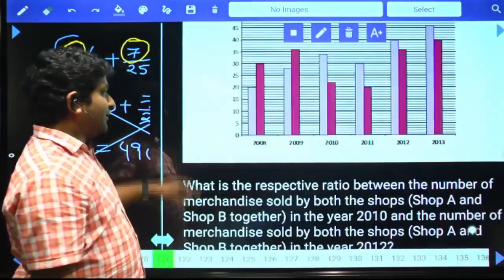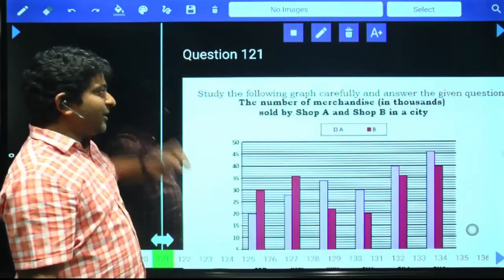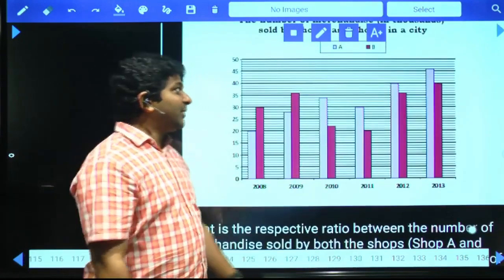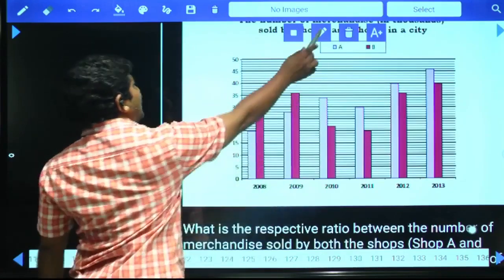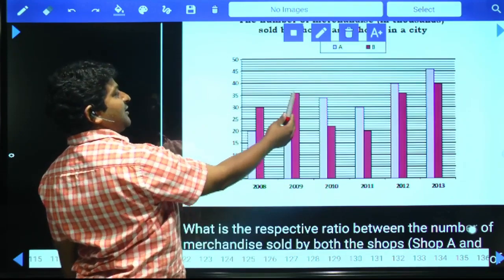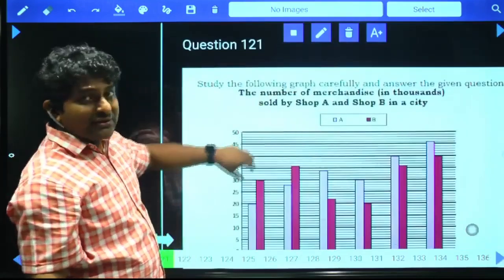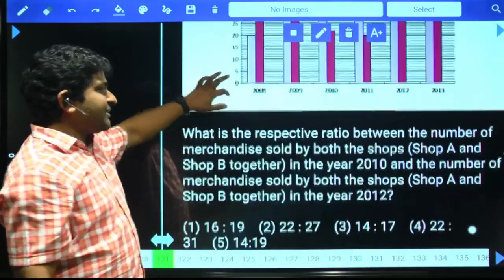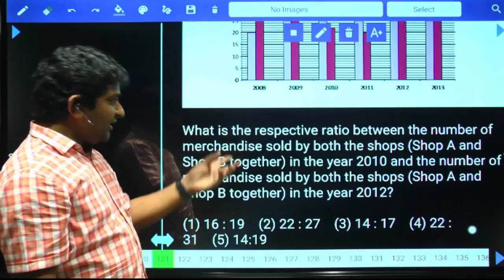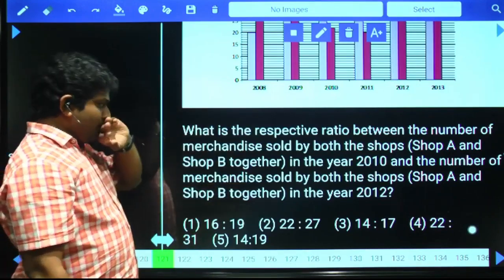Next. This is again different. Look at this. What is this? Number of merchandise sold by shop A and B in the year in a city 2008 to 2013. Merchandise sold number, here they have given us data: 15, 20, 30, like that, 28, 36. Right, you have the data and all these values are in thousands. What is the respective ratio between number of merchandise sold by both shops in the year 2010 and both shops in the year 2012?